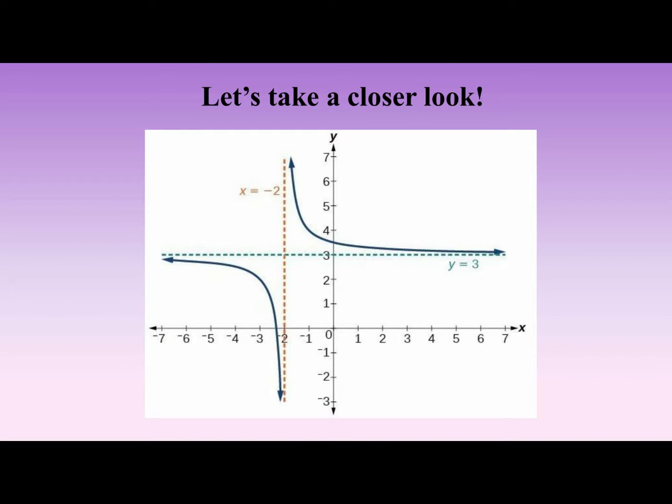In this graph right here, our curves approach the line y equals 3 and x equals negative 2, but they don't touch or cross these lines. These lines are called the asymptotes. So let's define the asymptotes.